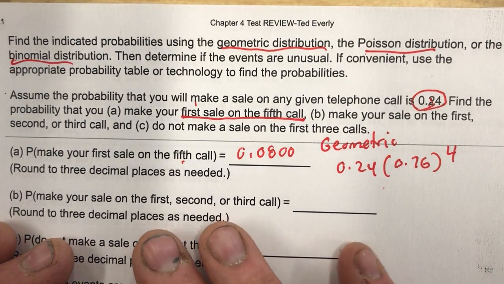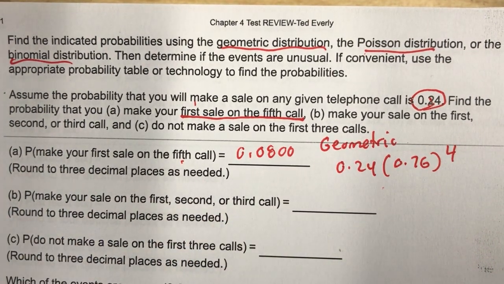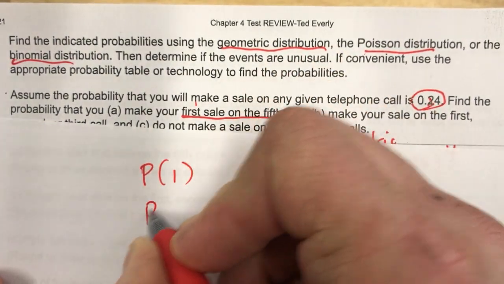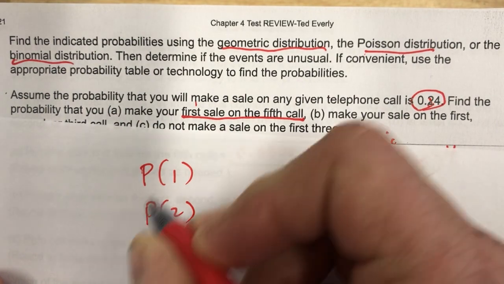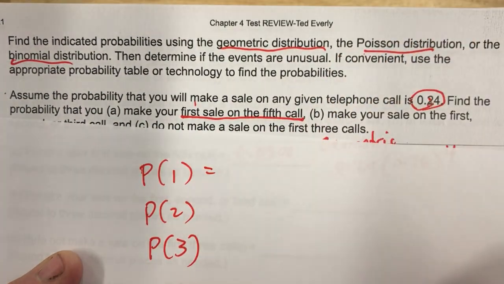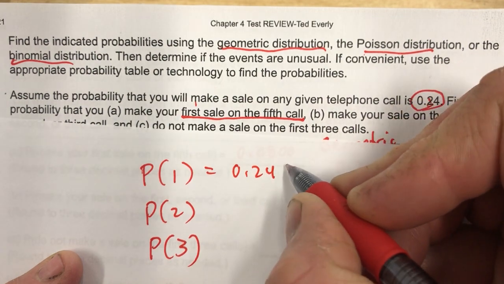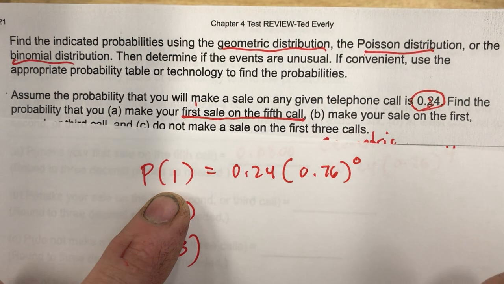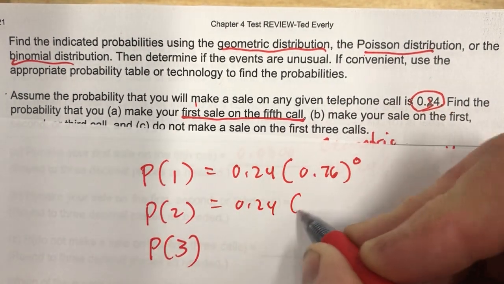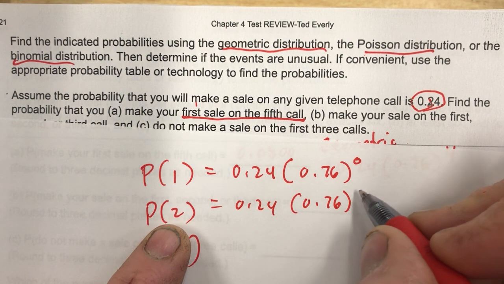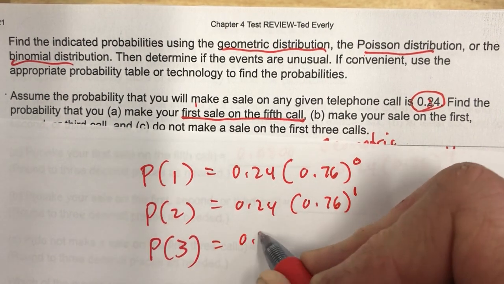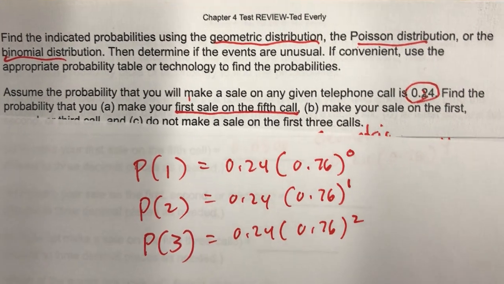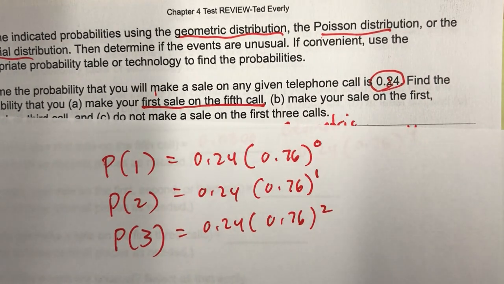Probably need to make your first sale on the 1st, 2nd, or 3rd call. So we want the probability it's on the first call, or on the second call, or on the third call. So this is going to be 0.24 times 0.76 to the 1 minus 1, which is 0 power. This is 0.24, 0.76, 2 minus 1, which is 1 power. And 0.24, 0.76, 3 minus 1 is 2 power. And so I'll just punch those in and add them up.